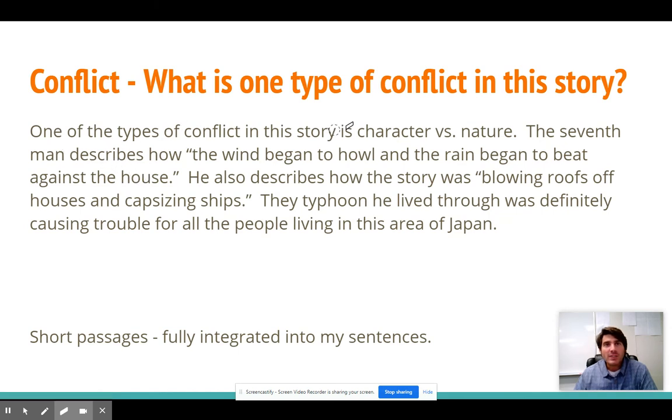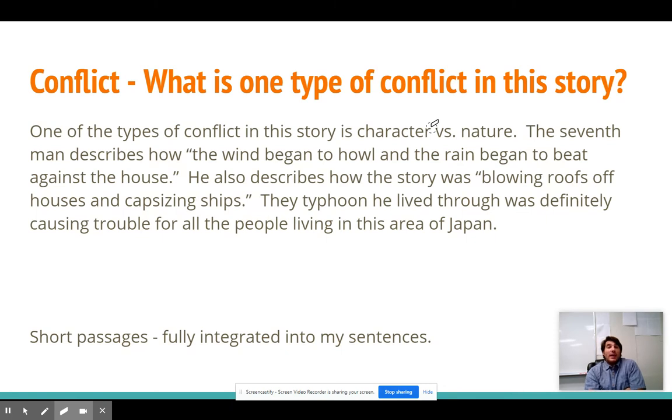So, one of the types of conflict in this story is character versus nature. The 7th man describes how the wind began to howl and the rain began to beat against the house. And actually, personally, that's kind of a long passage. It works, it's not bad, but it's a little bit longer than I would like to see. But it's okay. He also describes how the storm was blowing roofs off of houses and capsizing ships. The typhoon he lived through was definitely causing trouble for all the people living in this area of Japan.